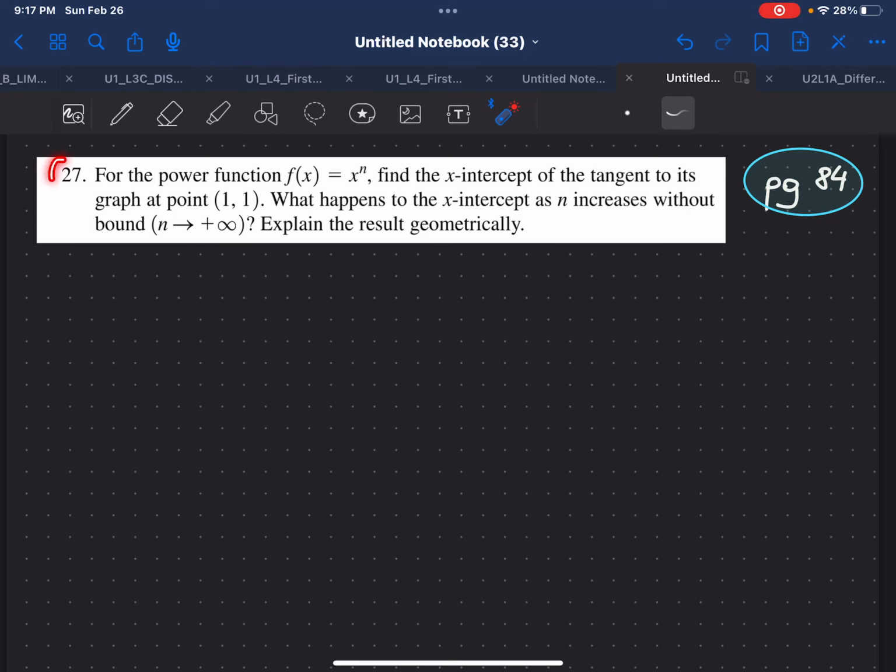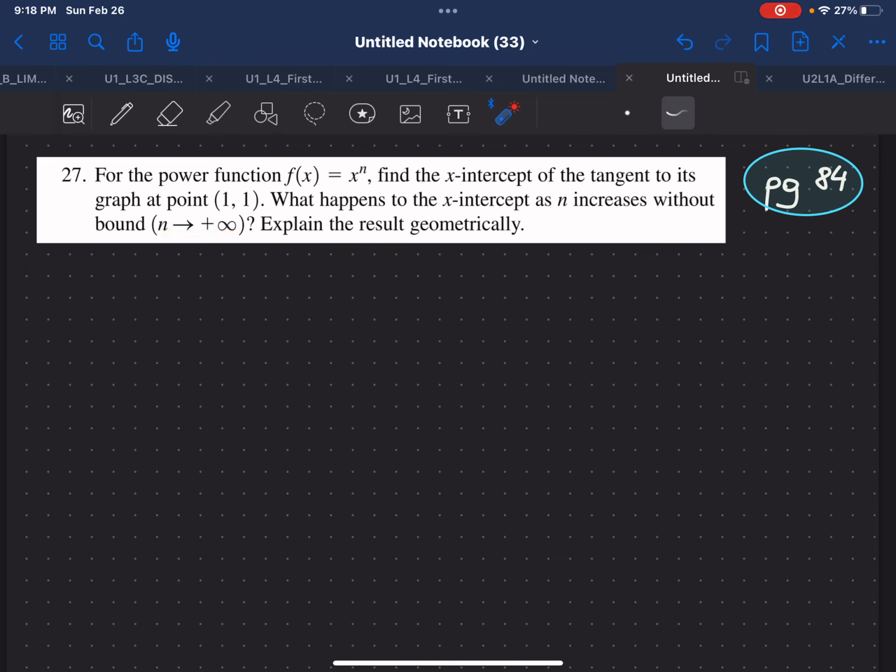Let's take a look at question number 27 on page 84 from the textbook. For the power function f of x equals x to the power of n, we have to find the x-intercept of the tangent to its graph at point 1, 1. What happens to the x-intercept as n increases without bound, or n approaches infinity, and then explain the result geometrically.